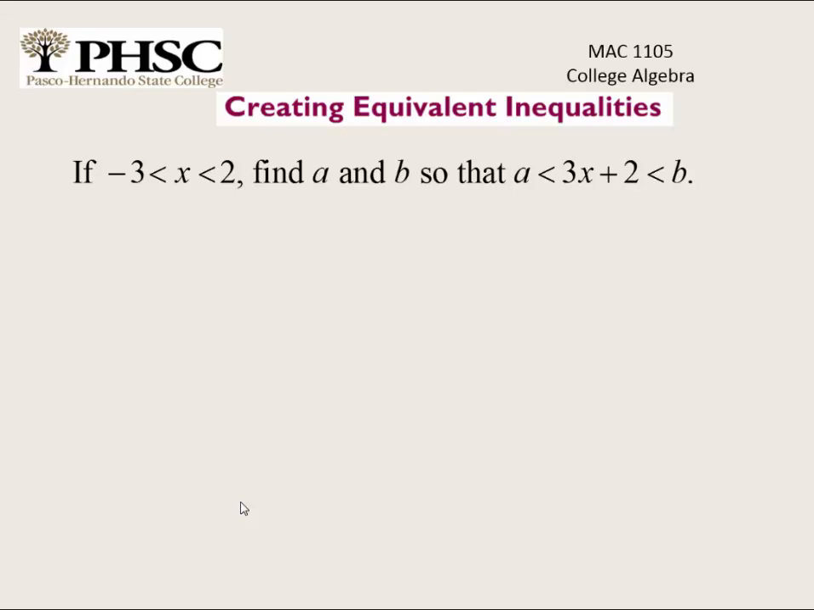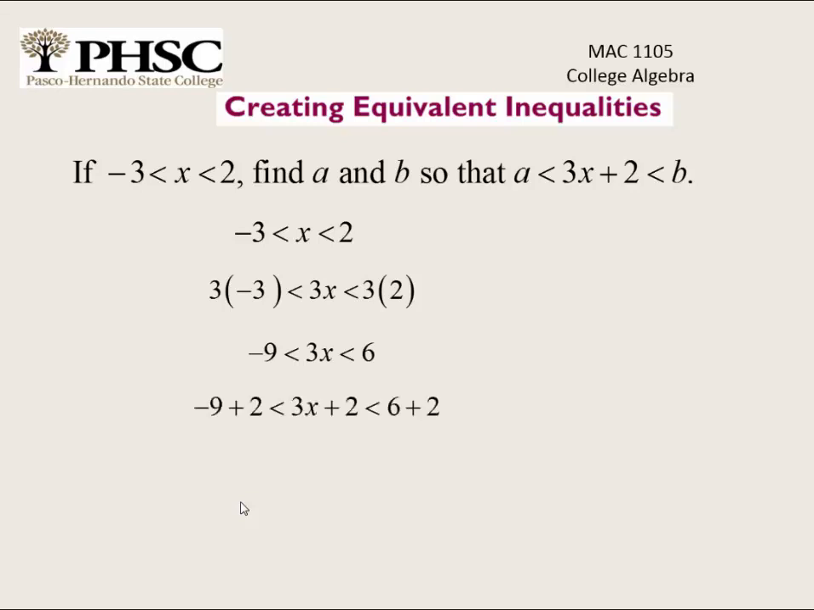If negative 3 is less than x less than 2, then we're going to find a and b such that a is less than 3x plus 2 is less than b. So here we have that negative 3 is less than x less than 2. What we're going to do is multiply the left side by 3 and the right side by 3, and that gives us negative 9 is less than 3x less than 6.